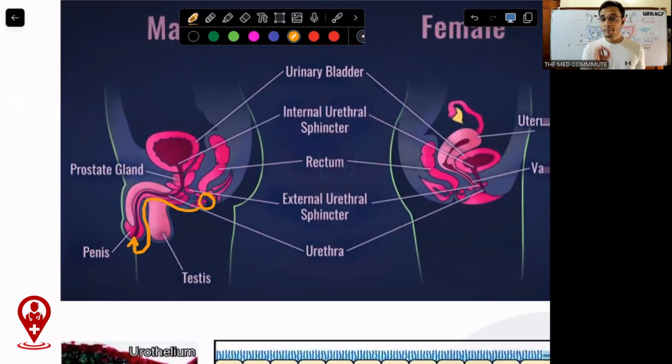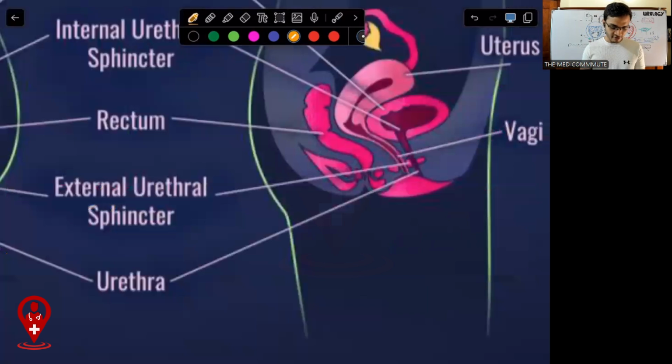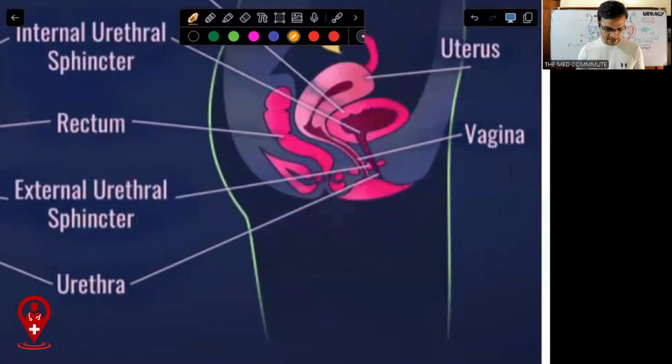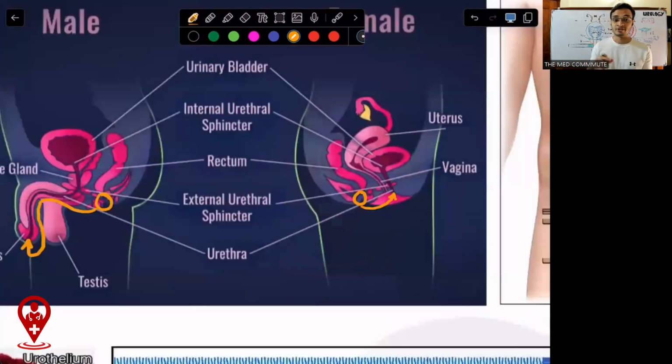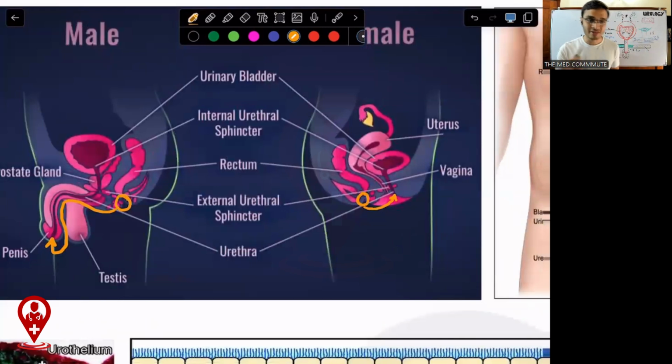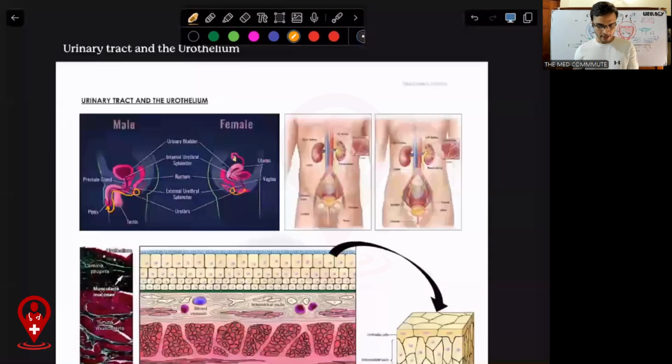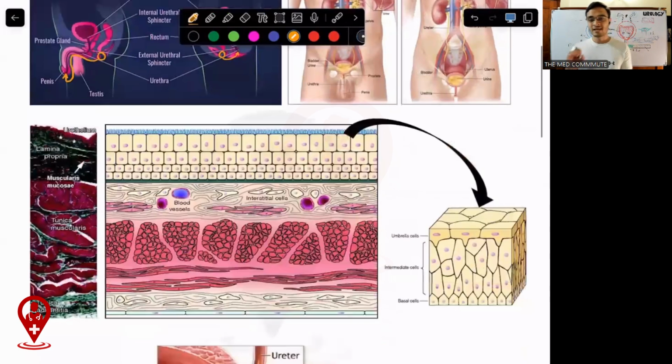So this is a longer pathway. Whereas in females, guys, if you take a look, here is the opening of the anal canal, and here, this is the only distance that this pathogen needs to travel, right? So this is yet another reason, apart from the shorter length of the urethra, why females are affected more, right? Okay, then let's come to the histology, guys.